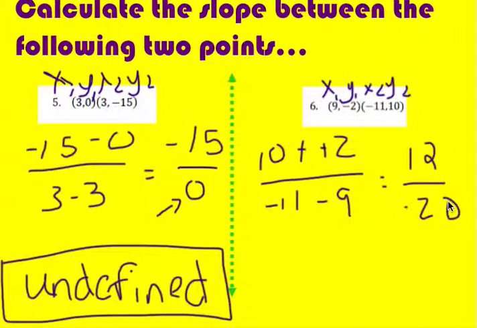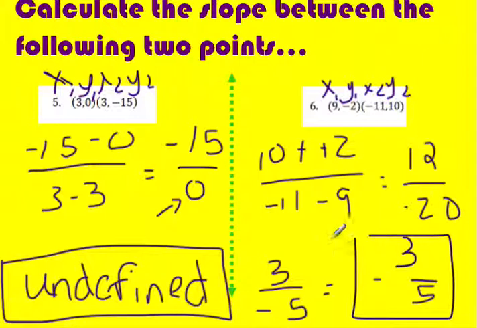Okay, well, both of these could be divisible by 4. So we want to reduce that fraction. 12 and 20 are both divisible by 4. 12 divided by 4 is going to give me 3. Negative 20 divided by 4 is going to give me a negative 5. Well, we can go ahead and pull that negative out front. So we end up with the fraction negative 3/5 for number 6.